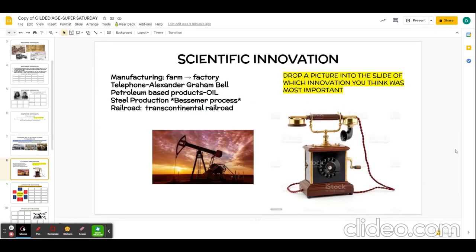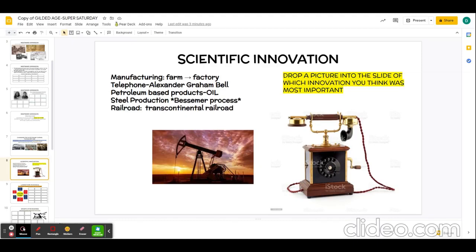We see scientific innovations. In addition to the factories, you see the telephone invented by Alexander Graham Bell. You see America become dependent on petroleum-based products, meaning oil, which would be John D. Rockefeller and his Standard Oil Company during this time period. Steel production is revolutionized by the Bessemer process, which was a faster and cheaper way to make steel. Andrew Carnegie took advantage of that innovation and became very wealthy. And of course, we identified the railroad and its change with the transcontinental connection.